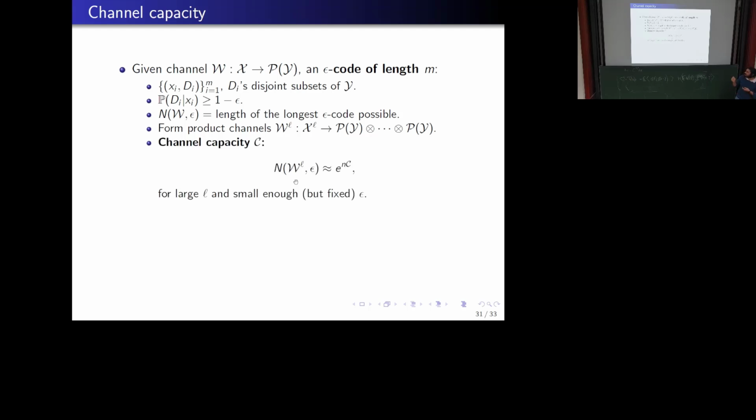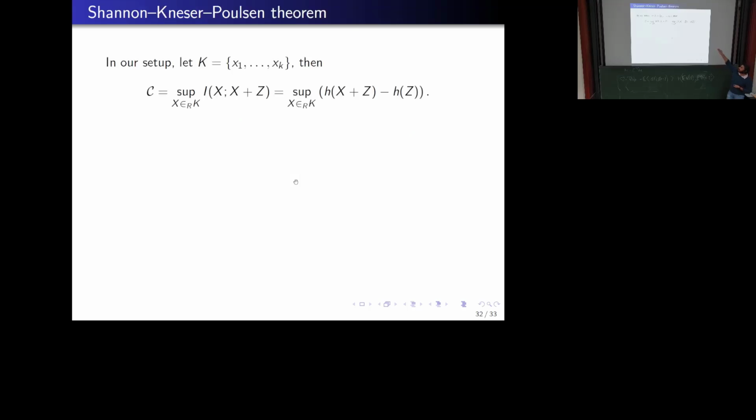So channel capacity tells you the number of bits, or nats, that you can send per use of the channel while letting it be reliable. This is the definition of channel capacity. And Shannon proved that this is really equal to the maximum mutual information over all inputs and corresponding outputs, which has a nice formula: the entropy of the output minus the entropy of the output given x. So in our case, this simply becomes the formula over there.